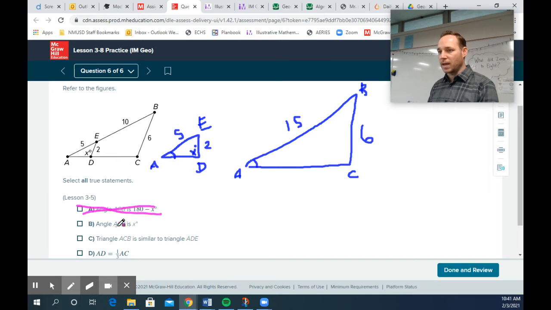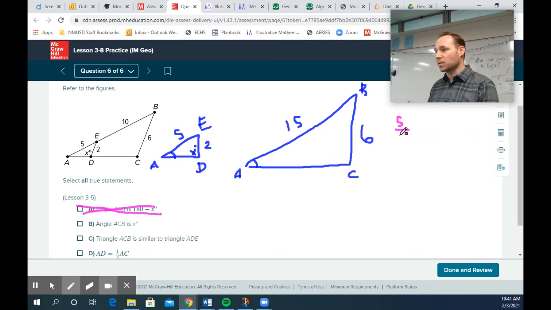Let's take a look at angle ACB is x degrees. Well, we know if they are similar, then that will be true. And we could actually check and see they are similar if they are proportional. Oh, I can see right here they are, because 5 times 3 gives us 15 and 2 times 3 gives us 6. I could also write my proportion out, but I know that they are going to be proportional. We can go ahead and do it.